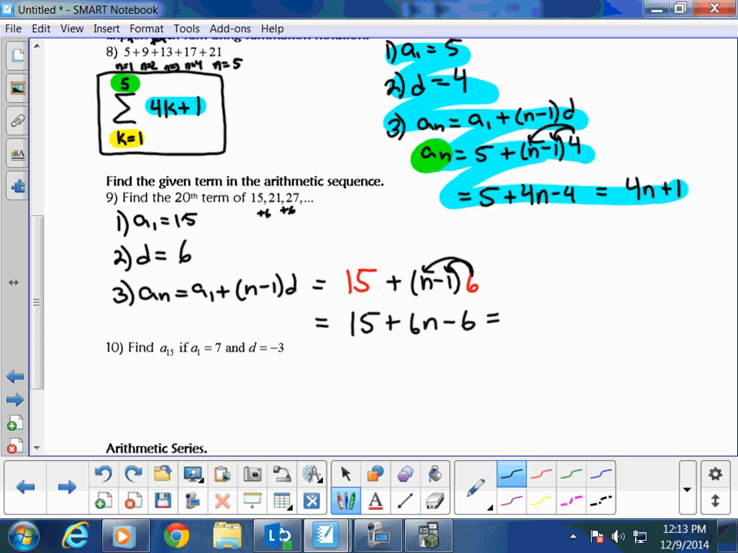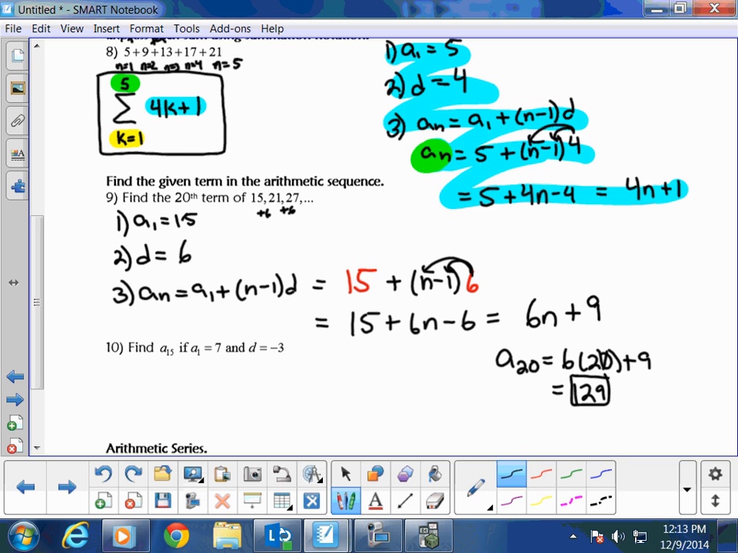Okay, great. So let's go ahead, the general equation on this would be 6n plus 9. And from here, they want us to find the 20th term. So what I'm going to do is this: A sub 20 is equal to 6 times 20 plus 9. That's going to be equal to 129. And that is the answer for this one.